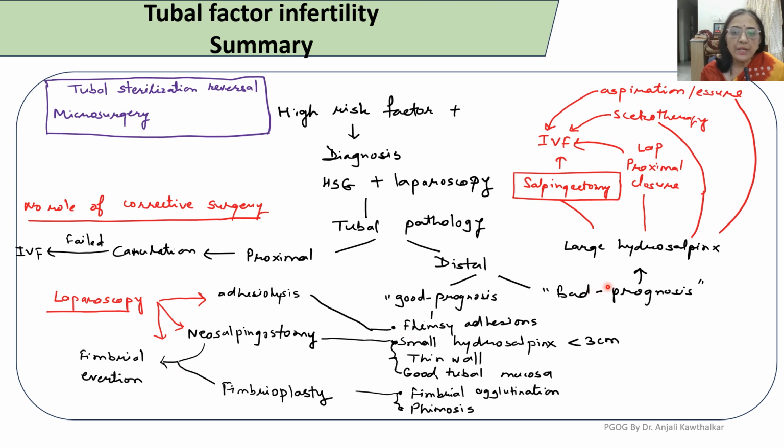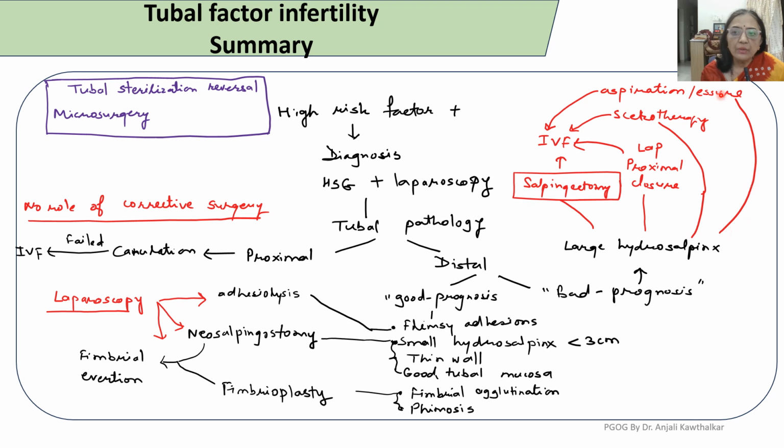Bad prognosis is dense adhesions with a large hydrosalpinx. In that case, salpingectomy is done followed by IVF. As we have already seen, a large hydrosalpinx will be mainly releasing toxic cytokines which have embryotoxic action. Or if salpingectomy is not feasible because of the dense adhesions, we can do the laparoscopic proximal closure of the fallopian tube along with the fenestration of hydrosalpinx, and then we can proceed with IVF. Or we can do the sclerotherapy by instilling ethanol in the hydrosalpinx, and then we can proceed with IVF.